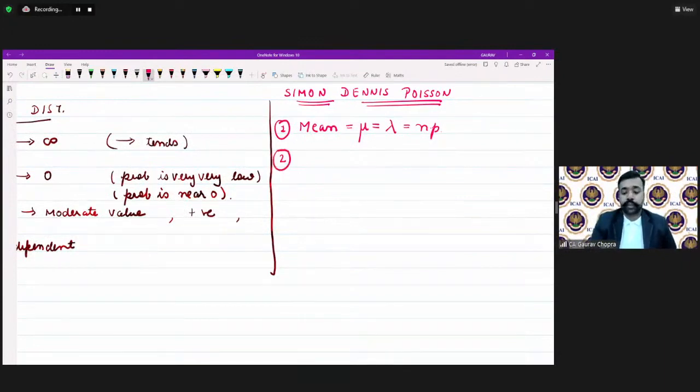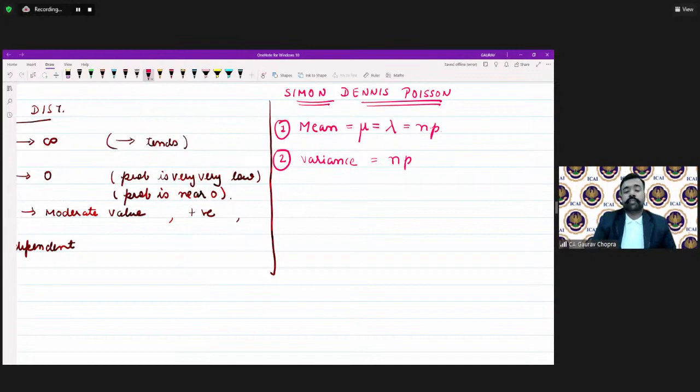The second formula says variance. Now, we can recall that we have written the same formula for mean, whether it is binomial or Poisson; mean is the same. But for variance, in binomial distribution, the formula was npq. But here, the formula is np. Here, variance can be calculated as simply n multiplied by p. That's it. We are not multiplying q here.